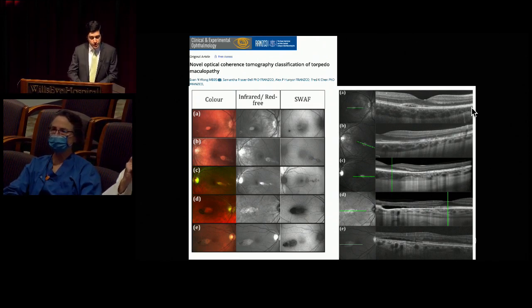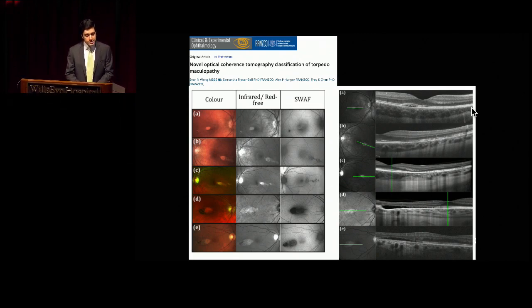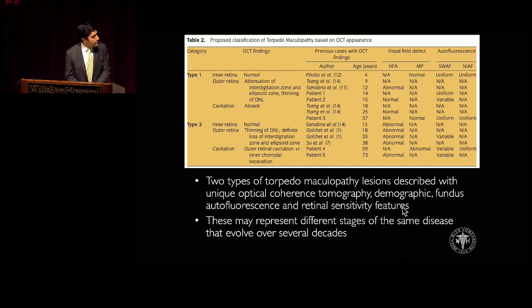I'll quickly go over some OCT classifications that have been proposed in this regard. Wong and colleagues did a multimodal imaging analysis on patients with torpedo maculopathy, and they suggested a type 1 and type 2 differentiation of these patients. The top 3 images here show attenuation of the ellipsoid zone and the interdigitation zone. And in type 2, which is the 2 images down below, there is cavitation of the outer retina and some excavation of the choroid, in addition to complete loss of the ellipsoid zone and interdigitation zone. So this is the study and the categories that they had.